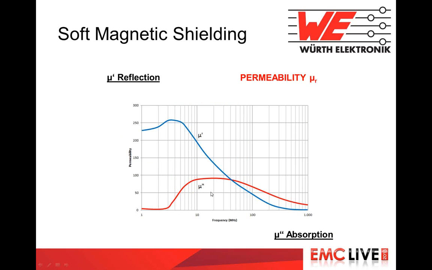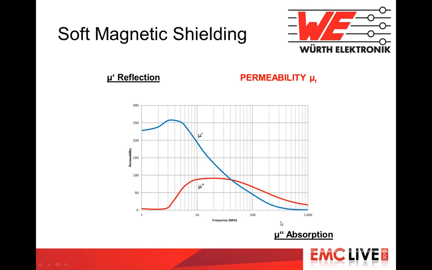So here we have a typical graph of the permeability of one magnetic shielding material. To understand better their performance, we divide the permeability into two parts. This is the ideal part, that is, if we suppose that there are no losses, the ability of the material of concentrating the magnetic flux and then reflecting it. This is the mu prime.